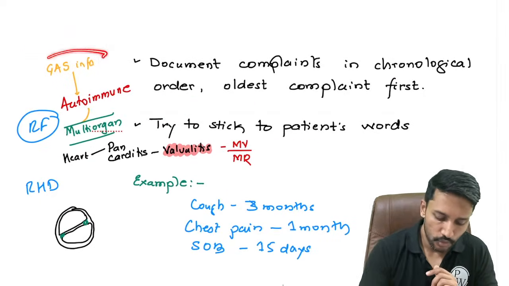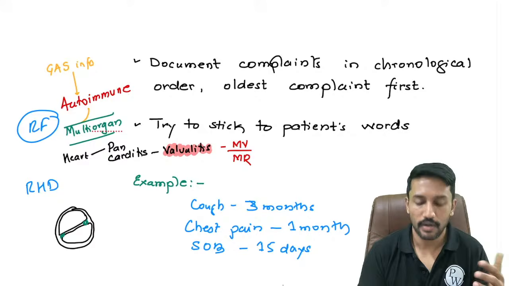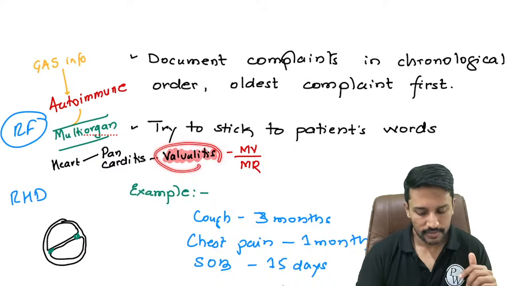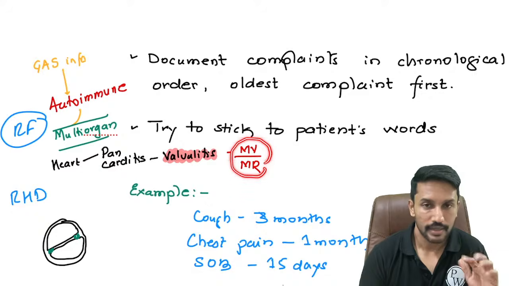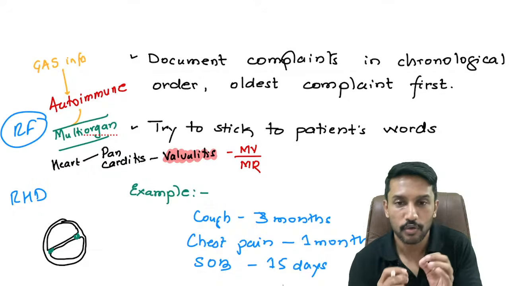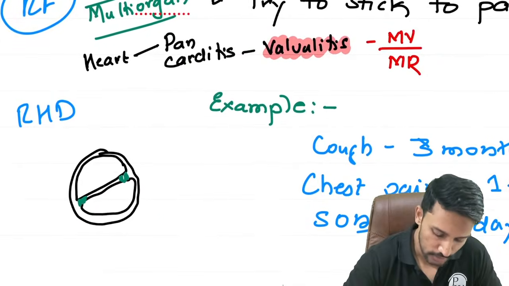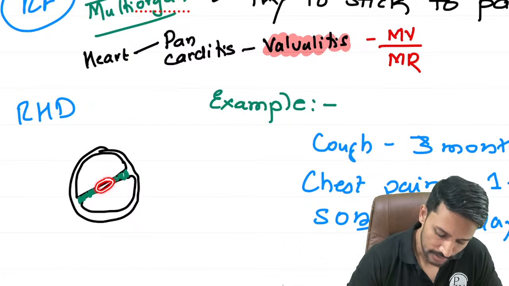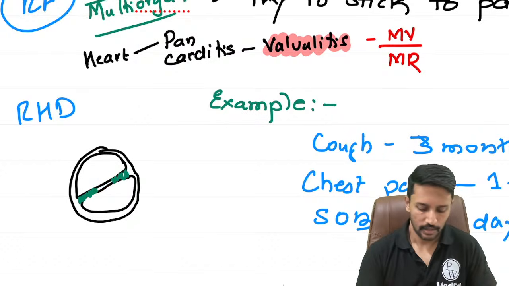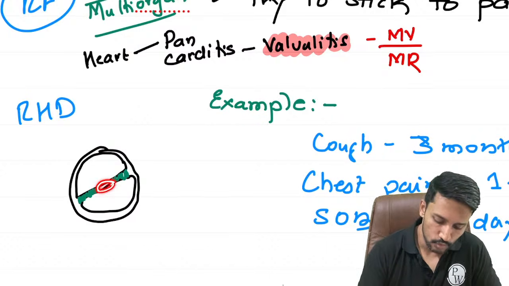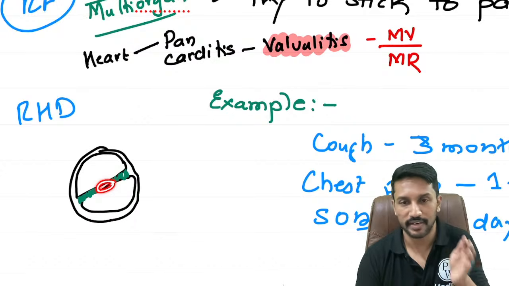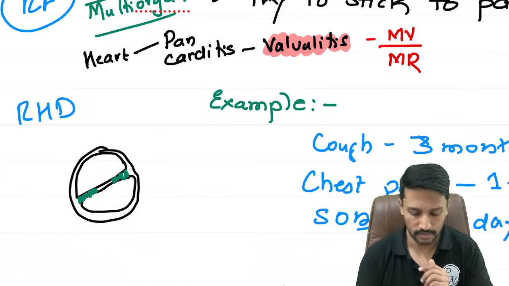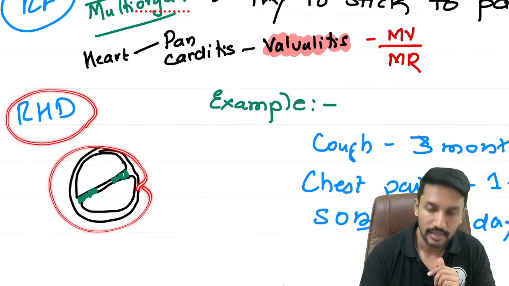Next time if I get one more group A beta hemolytic streptococcal infection, again the same process gets triggered. Again valvulitis happens. Again I can have MR, but this time a little more scar. When I heal, again a little more scar. So eventually when I keep accumulating scars, my mitral opening becomes extremely narrowed down, right? Now this opening is too small for the flow of blood from left atrium to left ventricle. At that point of time, I will start calling it mitral stenosis. So when this happens, I will call it RHD.